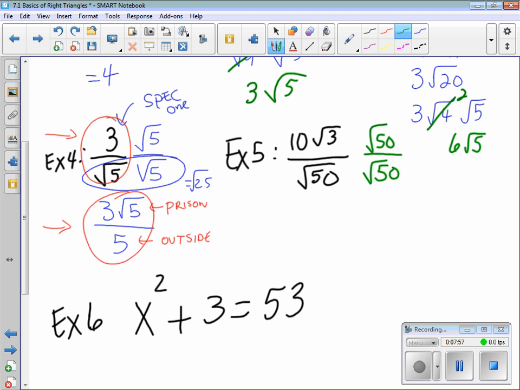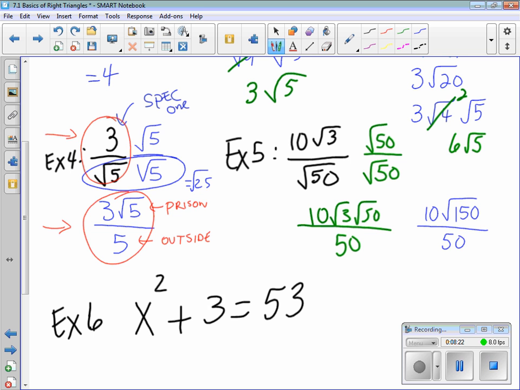It's square root of 150. What I think I'm going to do, well, I'll go ahead and do it that way. I could break out and simplify the square root of 50, but I think I'm just going to do it this way. So I end up with 10 times the square root of 3 times the square root of 50 all over 50. Okay? Now I can simplify the top. I can go 10 square root of 150 over 50.